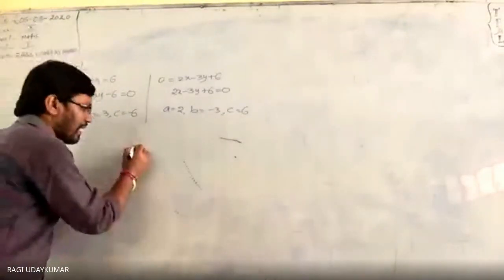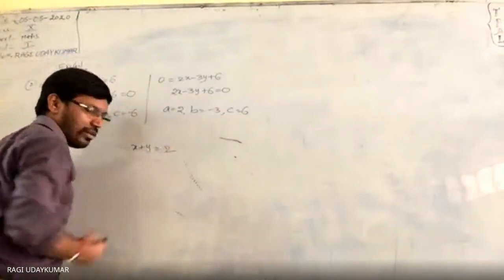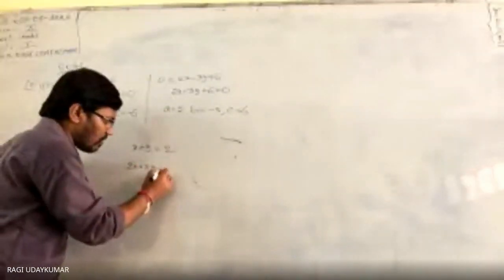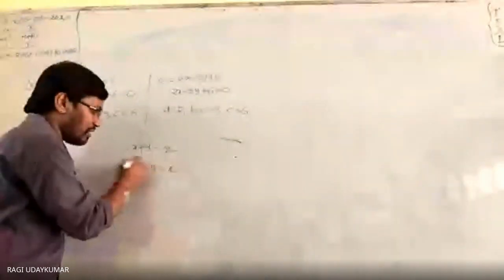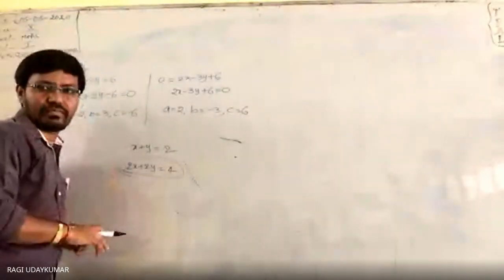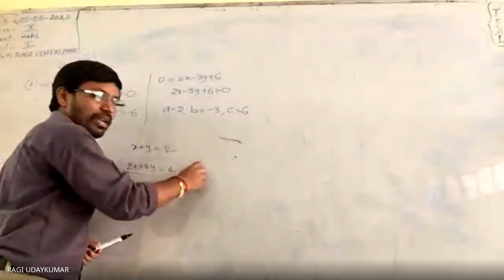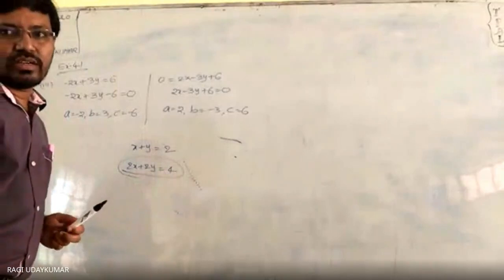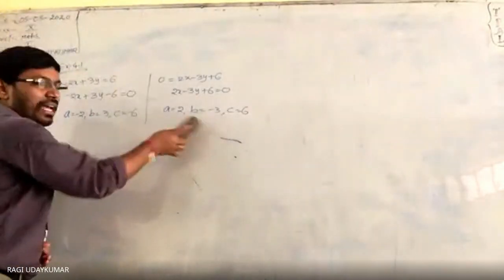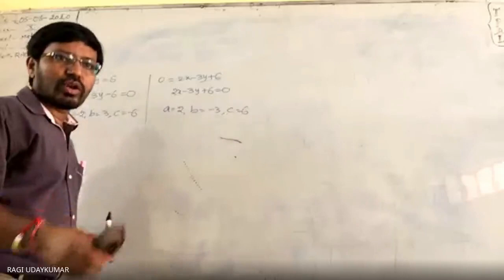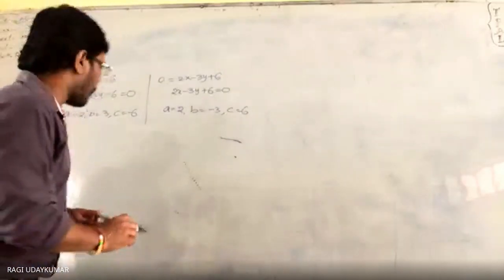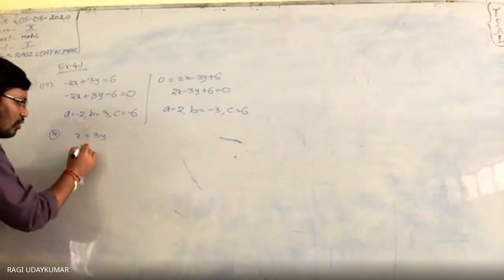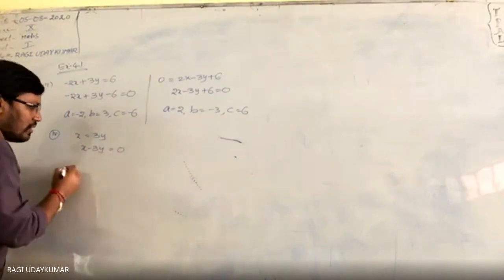Suppose I say x plus y is equal to 2. If you multiply the whole equation by 2, you get 2x plus 2y is equal to 4. This is not a different equation, it is the same. If you represent them on a line graph, you get the same line for both equations. So you can write it in any way, both are right, don't get confused. Suppose for the fourth problem, x equal to 3y is given, so x minus 3y is equal to 0. What is a here?